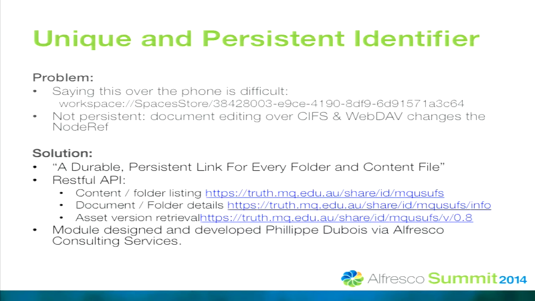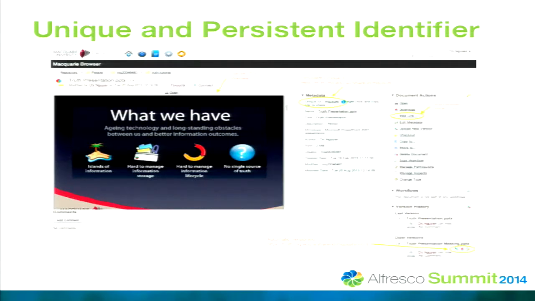So how does the unique identifier look? Even though it's a very simple concept, it ended up being quite a lot of work in terms of rewriting Share, because we also wanted, and it's not shown here, the address bar to have that URL as well.